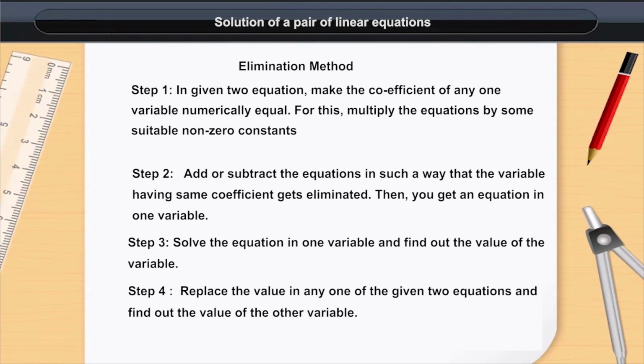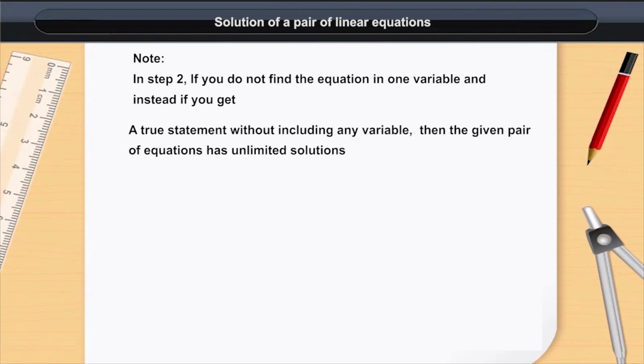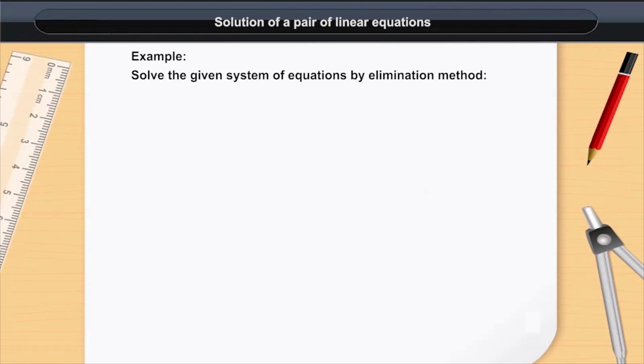Step 4. Substitute the value in any one of the given two equations and get the value of the other variable. Note: in step 2, if you do not get an equation in one variable and instead you get 1, a true statement involving no variable, then the given pair of equations has infinitely many solutions. 2, a false statement involving no variable, then the given pair of equations has no solution.